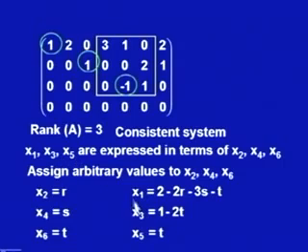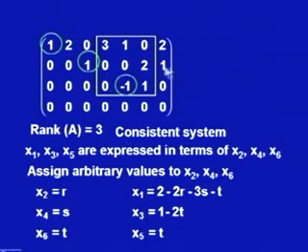So we have assigned arbitrary values r, s and t to x2, x4, x6, and then the remaining unknowns x1, x3, x5 are expressed as x1 is equal to 2 minus 2r minus 3s minus t. From the first equation I am writing x1. The second equation is used for expressing x3. So x3 is equal to 1 minus 2t. This is x6, and x6 is equal to t, that is what I have assigned here.